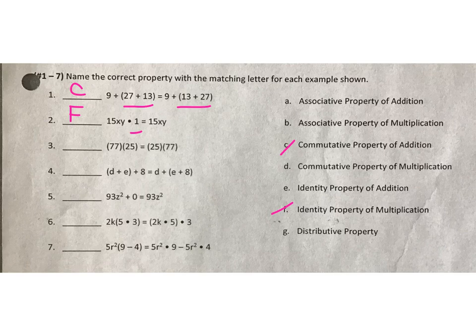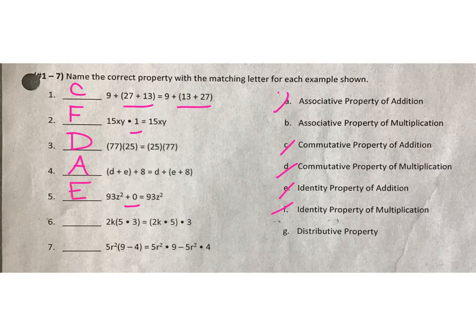Number three is the order changing. Parentheses means multiplication. So commutative property of multiplication. This one, the order stays the same. D plus E plus 8, D plus E plus 8, but the parentheses is changing. So that's got to be associative property of addition. The next one, number 5, we're adding 0. So identity property of addition still equals itself.